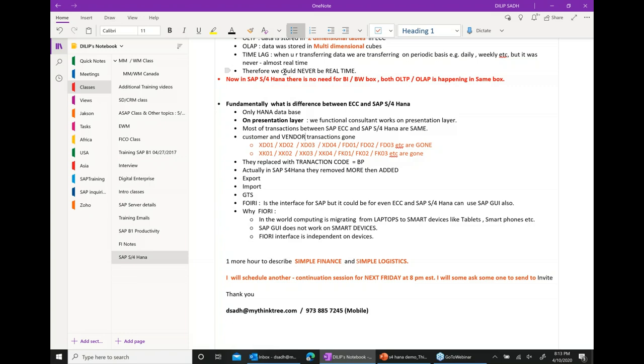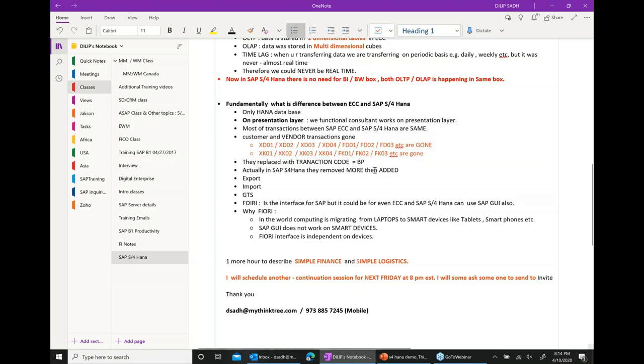Some transactions are gone. Let me give you some examples. A lot of these customer and vendor transactions are gone. They are no longer supported, like XD01, XD03, and so on. Actually, there are more, like MB1A, MB1C, MB01. A lot of these transactions are in fact gone. SAP has thrown a lot of those transactions out because there were a lot of, I wouldn't say obsolete, I will say there were a lot of overlaps. But a lot of the transaction codes which you learned in ECC 6.0, most of them are carried forward.